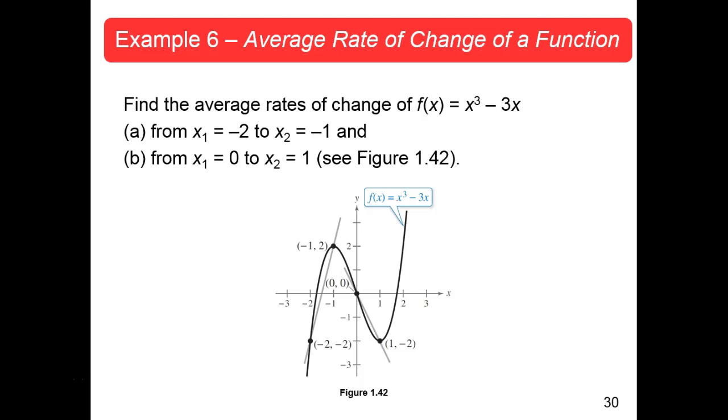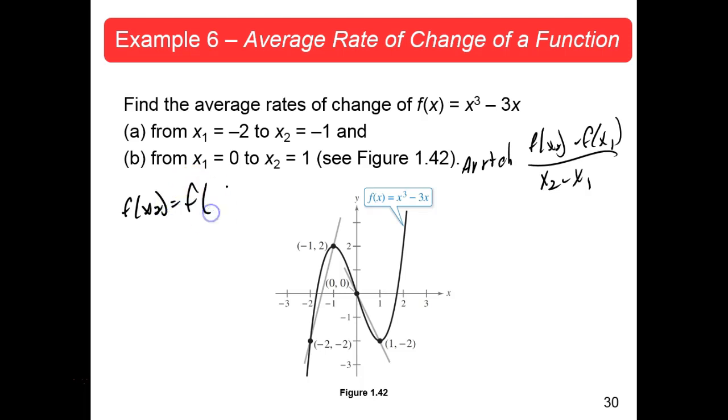Okay, this time we're going from x1 equals 0 to x2 equals 1. So we're looking for average rate of change. What was that formula again? f of x2 minus f of x1 over x2 minus x1. So what's the first thing we've got to calculate? f of x2. And what's your x2? 1. And what's f of 1?